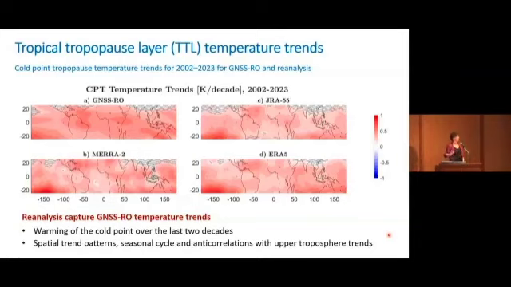And there are some specific patterns, and these patterns are related to tropospheric temperature trends. And all the reanalyses really reproduce the patterns quite well. They also reproduce the seasonal cycle. I'm not going to show this here. And these anti-correlations with upper tropospheric temperature trends are reproduced as well.